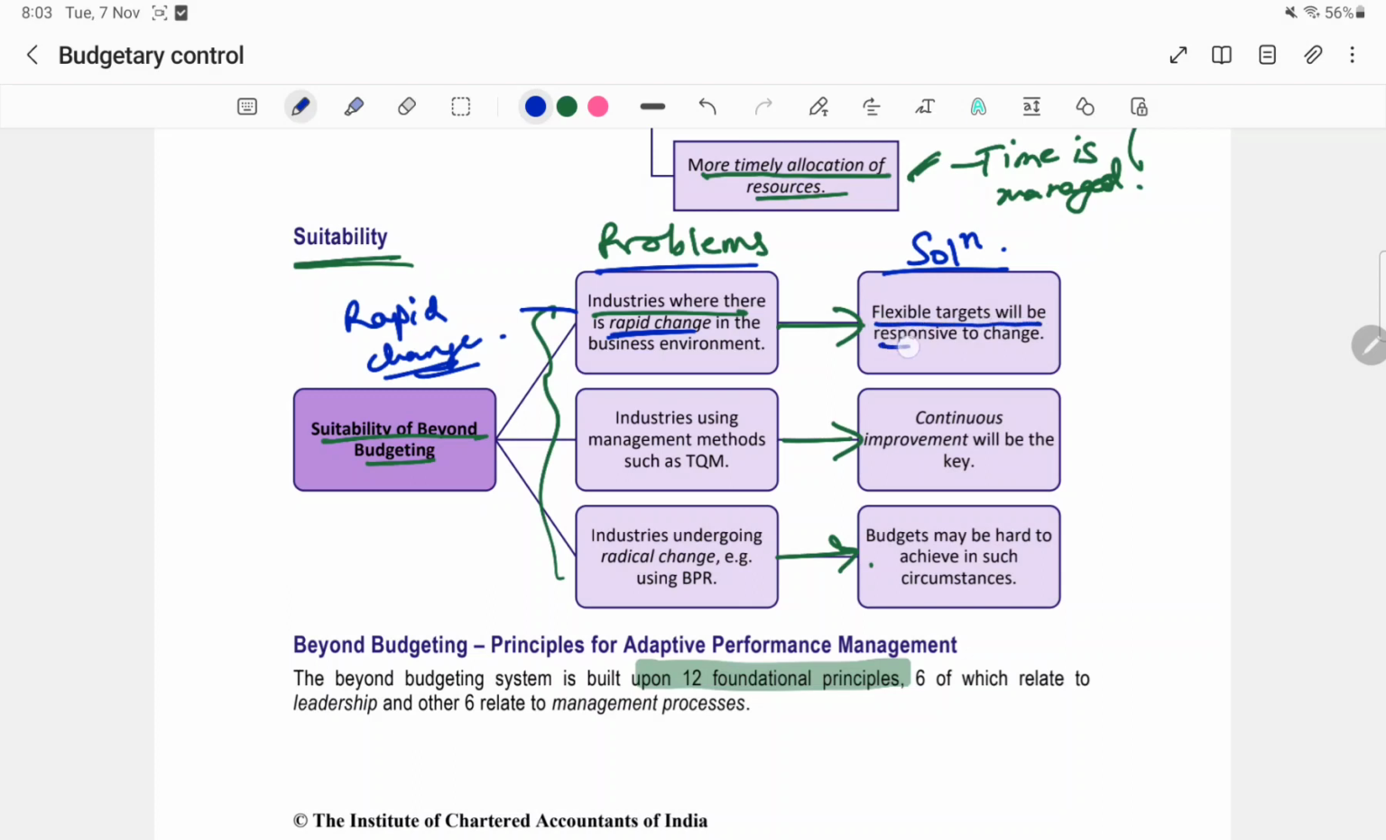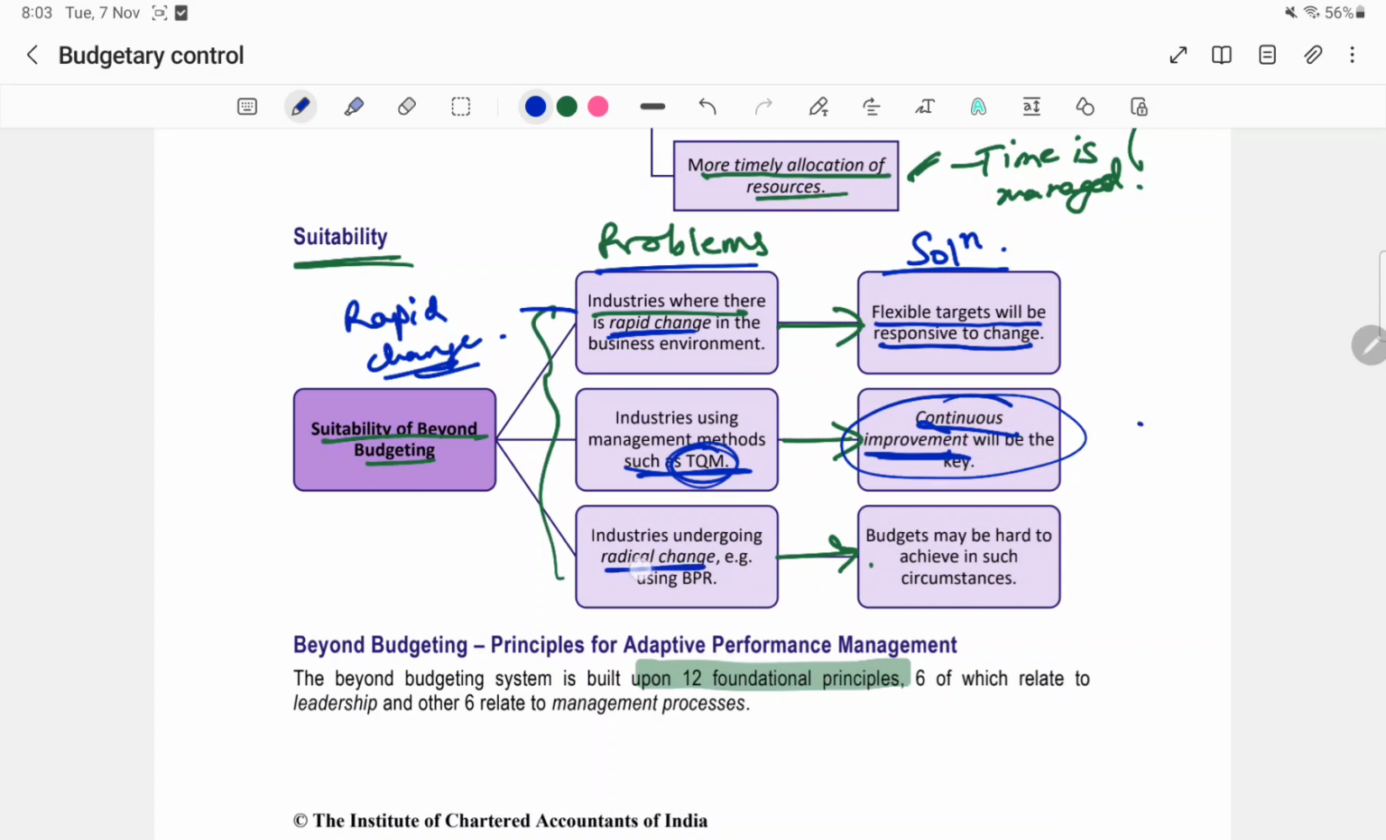So flexible targets will be responsive to change. So if the targets are flexible, seeing the changes, we can adjust the targets. Now the industry is using methods such as TQM. If TQM, what does TQM suggest? Continuous improvement. So the answer will be continuous improvement.